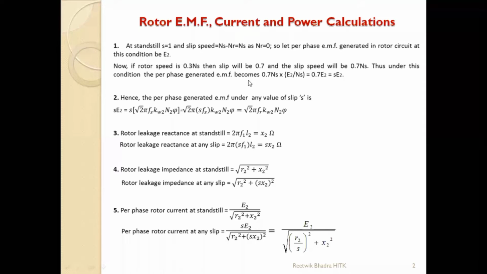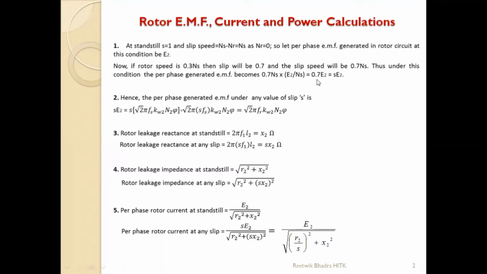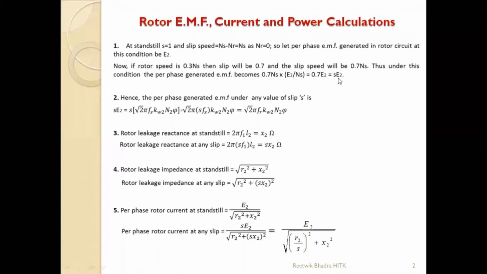So what will be the EMF generated in this case? You can easily calculate: if for the slip speed NS we have E2, then for 0.7 NS what will be the value? Unitary method, you will get 0.7 E2. So what is 0.7 over here? You have calculated the slip. So this is basically generalizing the formula into SE2. I can say that at any value of slip S, my EMF generated will be SE2 in the rotor of the induction motor.